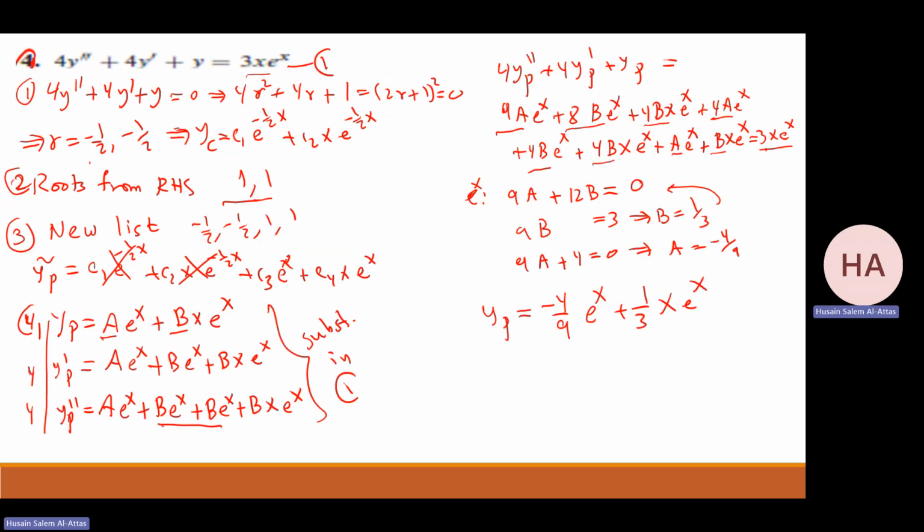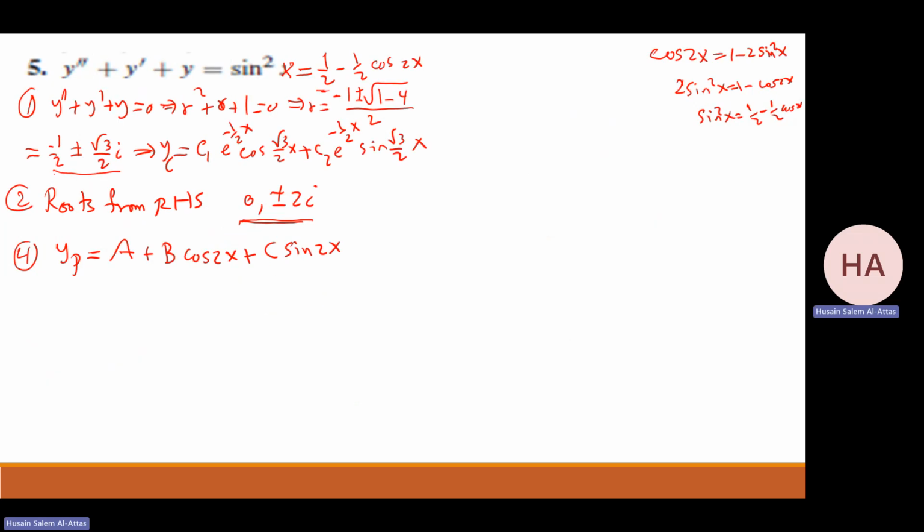If I do yp hat, then I need to cancel yc. Sometimes you can't do this. Now we need to substitute it back to find a, b and c. So find yp prime. That will be minus 2b sine 2x plus 2c cosine 2x. So what is yp double prime? That is minus 4b cosine 2x minus 4c sine 2x.